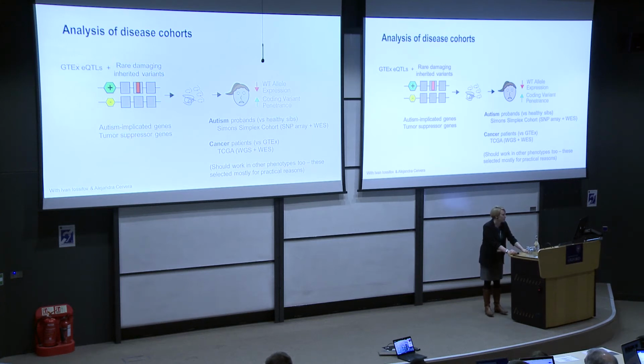In general, it was mostly practical reasons that made us choose autism and cancer to analyze. These were large-scale data sets where the genetic architecture seems to be such that rare coding variants matter. We know some of the genes that are involved in this, and we were able to access the data. But this, in general, should work in other phenotypes too. We'll see how well this pans out in further studies.